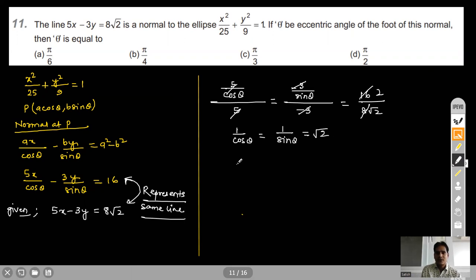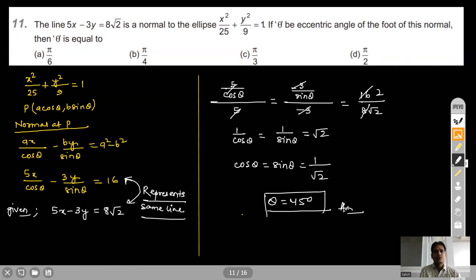So from here we got cos theta is equal to sine theta is equal to, reciprocating the terms, 1 by root 2. So easily we can say theta must be equal to 45 degree, right? Theta must be equal to 45 degree. So 45 degree means pi by 4. Okay, so this is the answer.